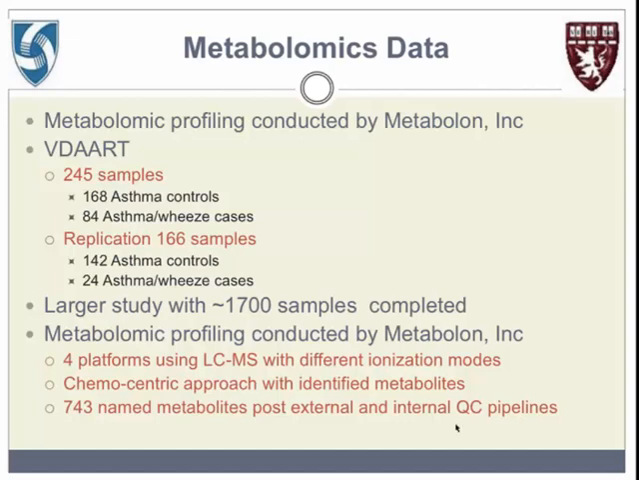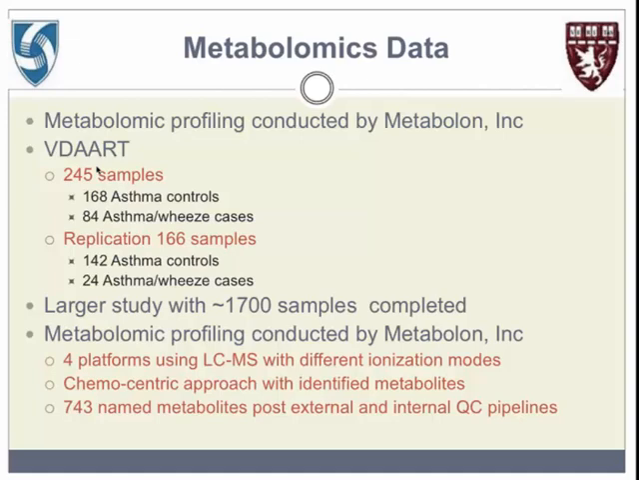Taking that, I'm now going to talk about the metabolomic data. We took the VDAART cohort and wanted to generate metabolomic profiling in the offspring at age 3. We used Metabolon, and our first set was 245 samples with matched asthma cases and controls. We subsequently did another set on the HD4 platform with 166 additional samples, giving us both a discovery and a replication cohort within VDAART.